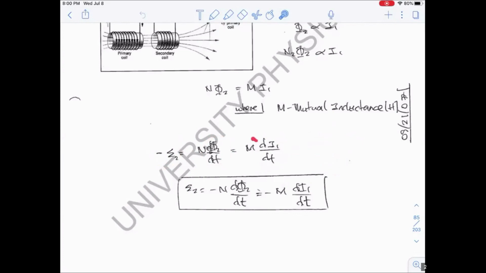Now we have a better understanding of the mutual inductance. The mutual inductance is going to tell you how much the variation of current in the primary is going to cause an electromotive force in the secondary. So to what degree the variation of the current in the primary is going to cause an electromotive force in the secondary. That would be a better definition of it.